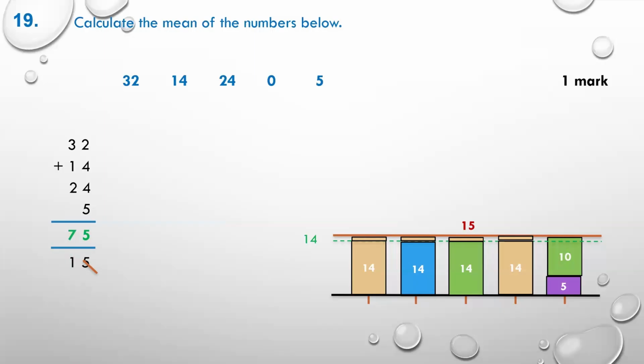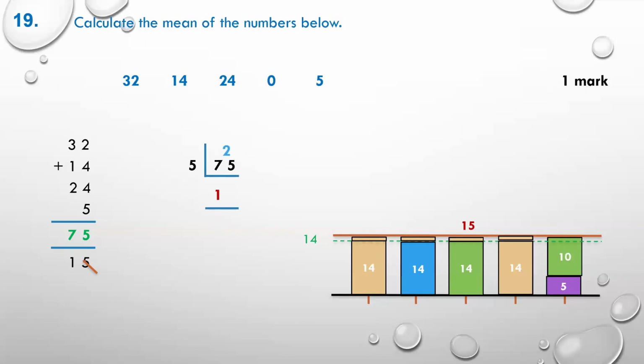So that means we had 75 in all, and we need to share it equally into how many? 1, 2, 3, 4, 5 columns. So we can say 5, right? And we're going to share our 75 into 5 parts. So if we have 7 tens, can we get a group of 5 from that? We can get 1 group of 5. And what will we be left with? If we use up a group of 5 from 7 things, we'll have 2 left.